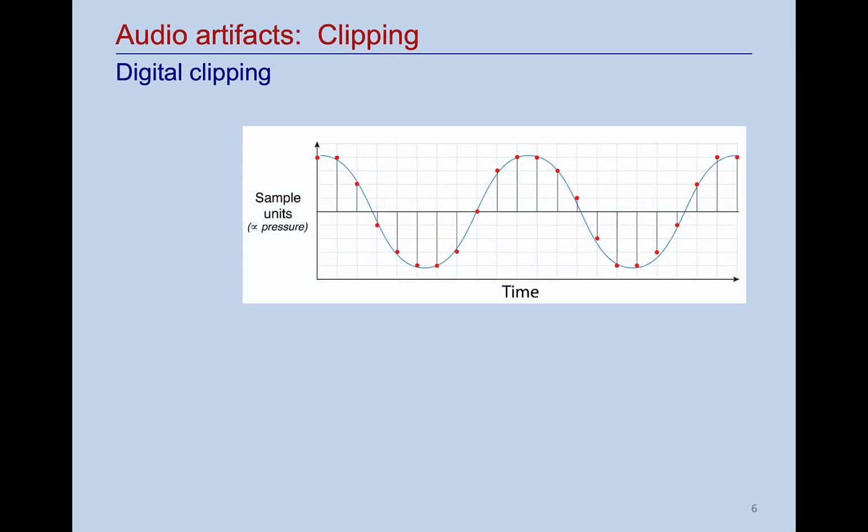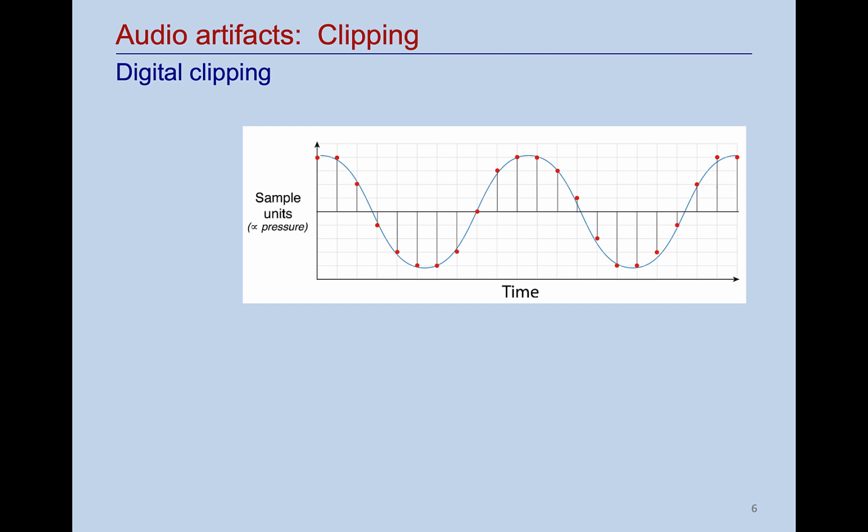Let's talk first about the most common form of clipping that occurs in digital audio recordings, which is what's called digital clipping. Digital clipping is what happens when the electrical waveform that the digitizer sees as input exceeds the maximum amplitude that the digitizer can represent accurately. In this illustration, the smoothly varying blue curve represents the time-varying sound pressure of a very simple sound, namely a pure tone, which looks like a sine or cosine wave.